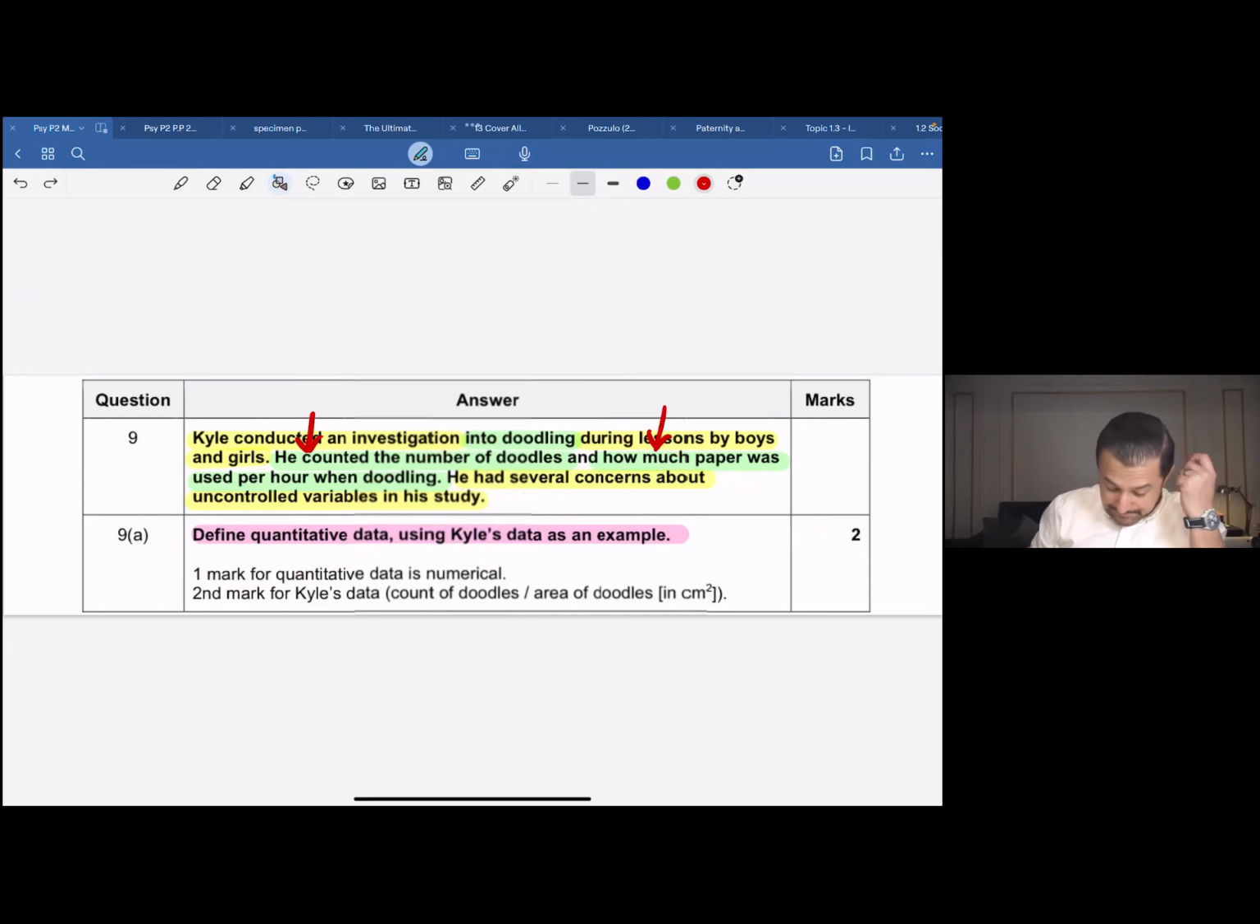Taking this ahead, you get the first mark for defining what quantitative data is. Numerical data is quantitative data. The second mark is for Kyle's data. You could say Kyle was counting the number of doodles, or you could say that Kyle was measuring the amount of paper that was used per hour when doodling. So the amount of paper could be operationalized through the area of the doodle in centimeter square or anything else as well. That is how you score a 2 on 2 on this.